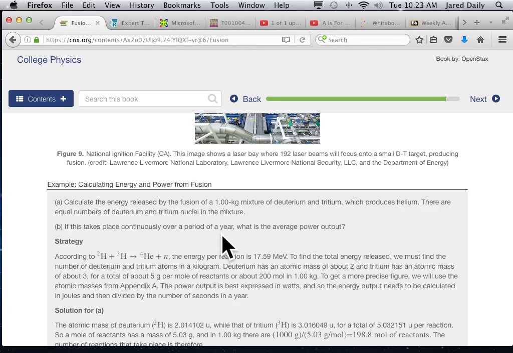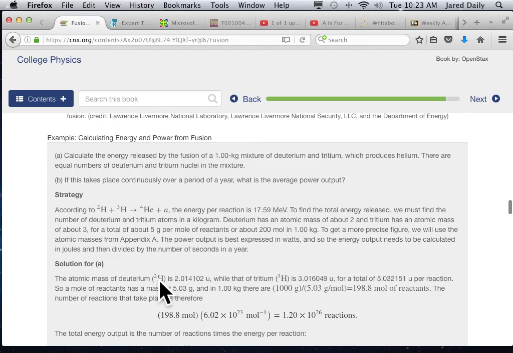Well, you go to your periodic table and you figure out how much each is going to have. Deuterium is going to have 2 atomic mass units. Tritium is going to have 3 atomic mass units. And so it's going to have a total of 5 per reaction. So 5 atomic units, a mole is going to be 5 grams. So how many moles are you going to have in a kilogram? You're going to have about 200 moles in a kilogram.